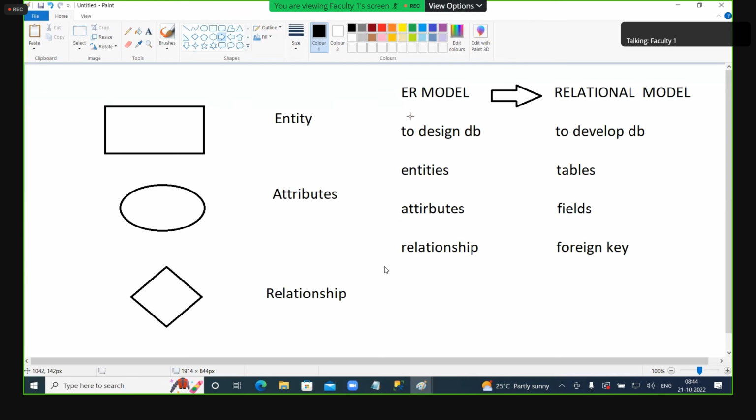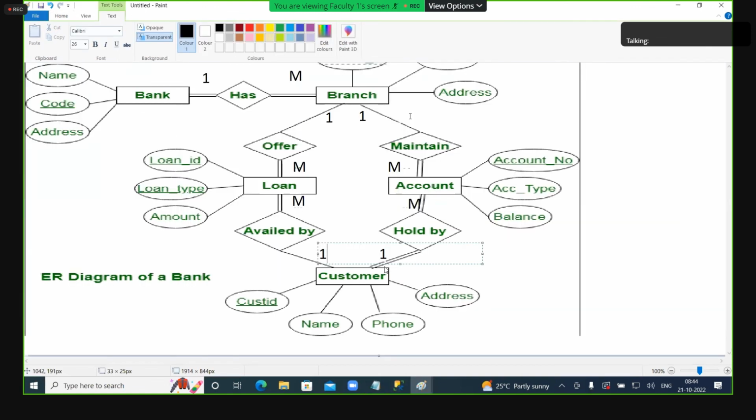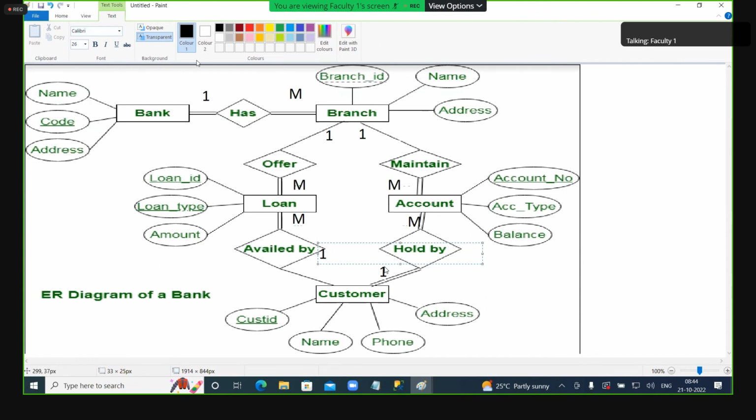In this example, how many entities are there? 1, 2, 3, 4, 5. How many tables are created in the database? 5 tables. If you want to store this, 5 tables are required. Bank becomes one table, and the attributes of bank become the fields of the bank table. Similarly, attributes of branch become fields of the branch table, and likewise for loans, accounts and customer.